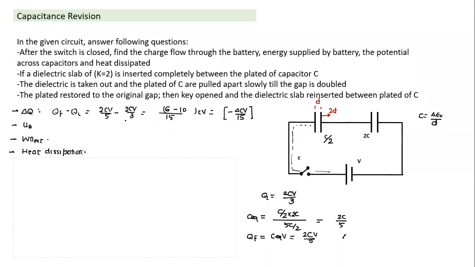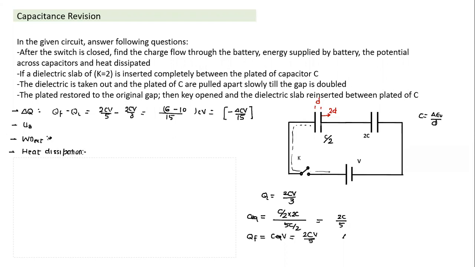Now, can you calculate what will be the work done to pull this plate apart by an additional distance D? Jaydeep, can you calculate the work done by the external agent here? We require some force to pull it apart, so we are doing some work here. That's the additional input to the system. How would you calculate the work done?